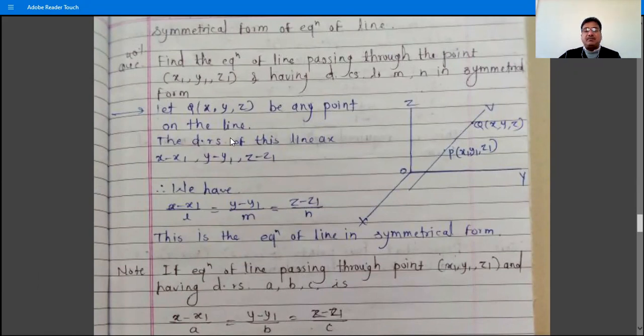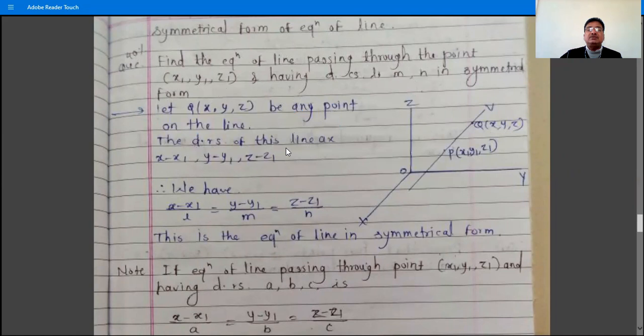in symmetrical form. So we are given the point on the line and the direction cosines of the line, and we have to write the equation of that line in symmetrical form. So the point on the line and the direction cosines or direction ratios l, m, n are given. So let Q(x, y, z) be another point on the line, that is, P(x1, y1, z1) is one of the points given on the line, and let Q be another point that lies on the same line, with coordinates x, y, z.